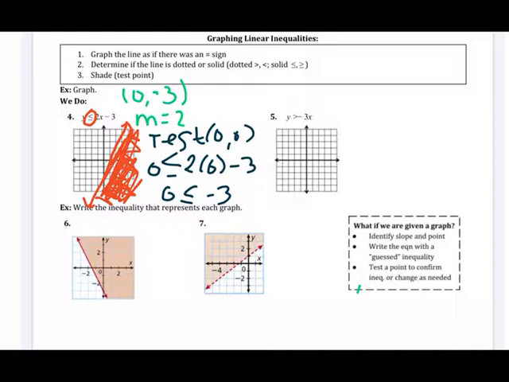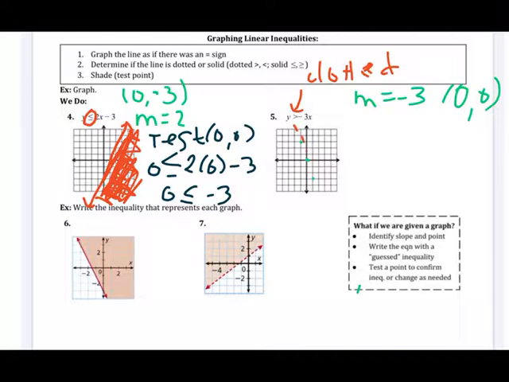Let's go ahead and look at number 5. Why don't you pause the video and see how you do on your own. So the slope is -3. The y-intercept is (0, 0). So I'm going to go down 3, left 1, down 3, left 1. This is going to be a dotted line because there is no or equal to under this inequality. I still need to have arrows on the ends.